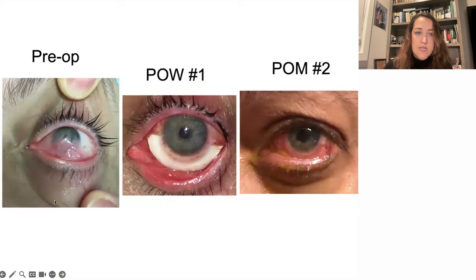Here's another patient, again, severe inferior symblepharon. We were able to replace with one large segment of keratolimbal allograft tissue. Here's at week one, and then by month two, you can see it looks very natural.